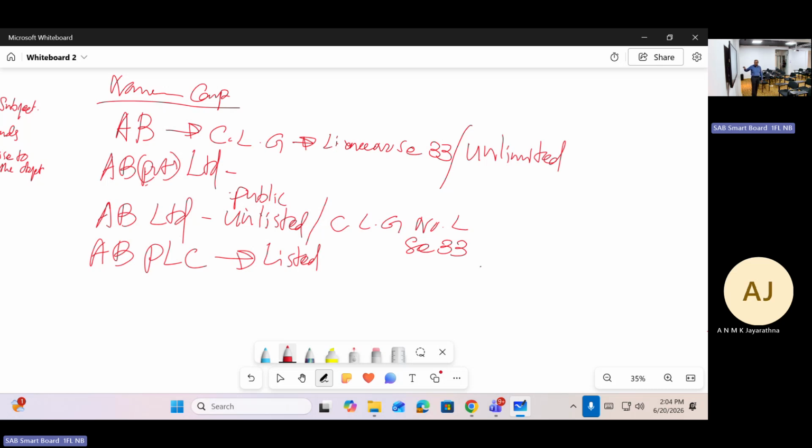Right? This is the classification according to the companies. There are three types of company: limited, unlimited, company limited by guarantee. Yeah, as we discussed, private, public, listed, unlisted. Right?